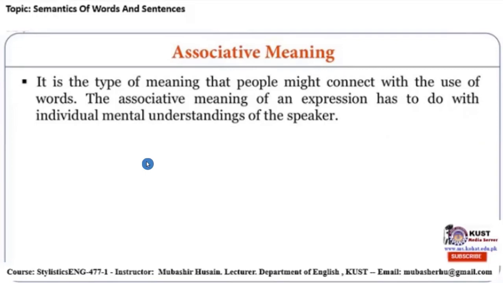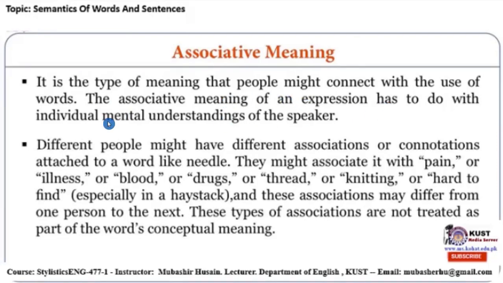Then there is associative meaning. It is the type of meaning that people might connect with the use of the word. The associative meaning of an expression has to do with the individual mental understanding of the speaker. Different people might have different associations or connotations attached to a word, like "needle." They might associate it with pain, illness, blood, drugs, thread, knitting, or hard to find, etc. And these associations may differ from one person to the next. These types of associations are not treated as part of a word's conceptual meaning.